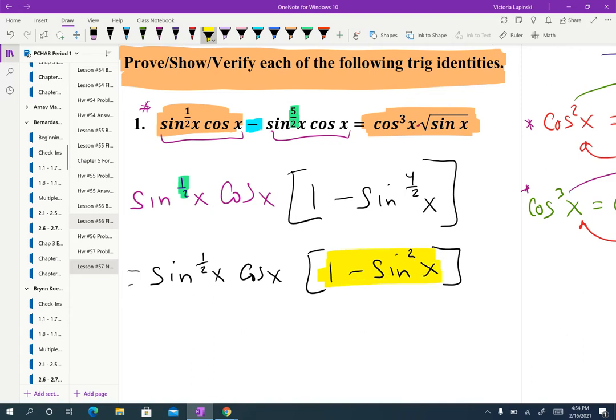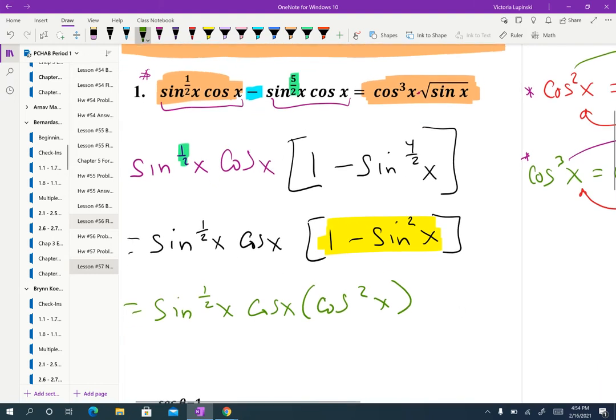Well, hopefully by this point, if you see 1 minus sine squared, bells and whistles start going off, and you say to yourself, hey, that's a cosine squared. And then don't forget, you have sine to the 1/2 x times a cosine. And again, when you're doing these problems, if you get to a spot where you're like, I've done everything that is obvious, how do I get to the end? A lot of the times it means you're actually done, and that's what it means in this case.